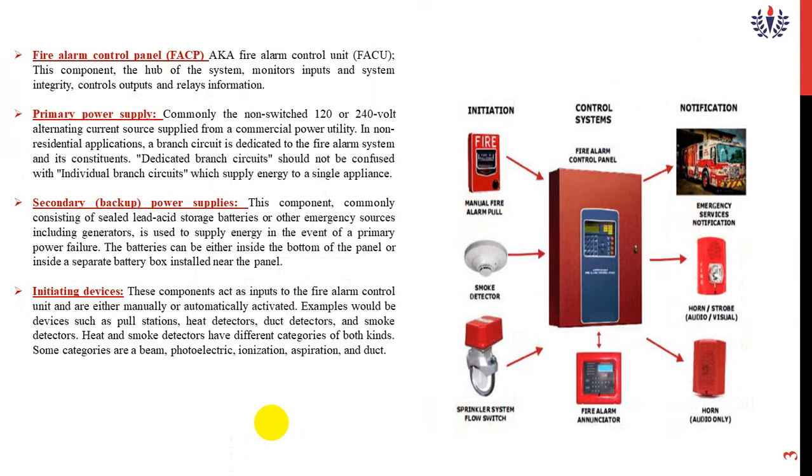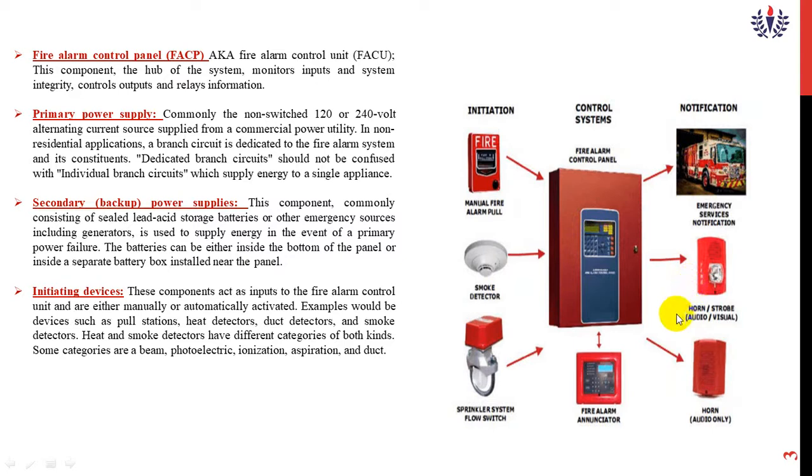Okay, and inside the panel you see what different types of parts are available. One is initiation: smoke detector, sprinkler system flow switch, fire alarm annunciator, and a horn system, audible and visual, because there are two horn systems, one for audio only, another for strobe, audio and visual. Another one is the emergency notification system. These are the entire parts available here.